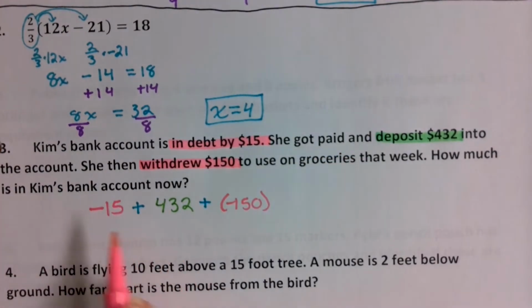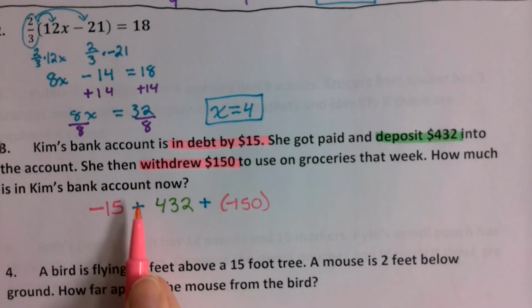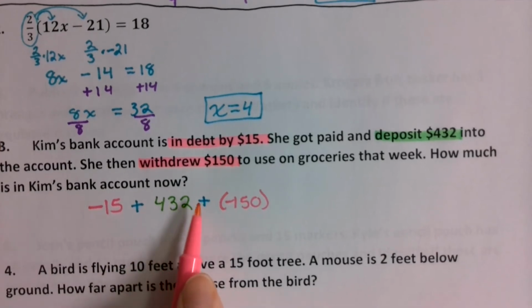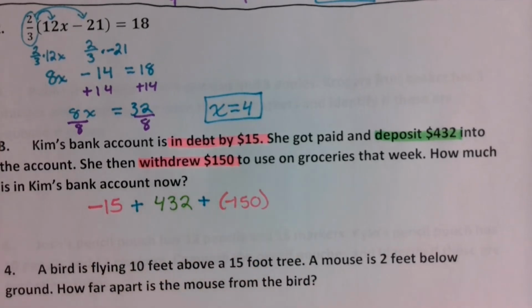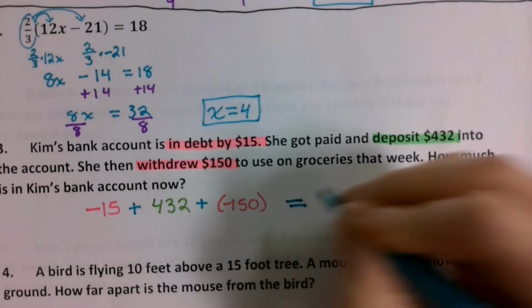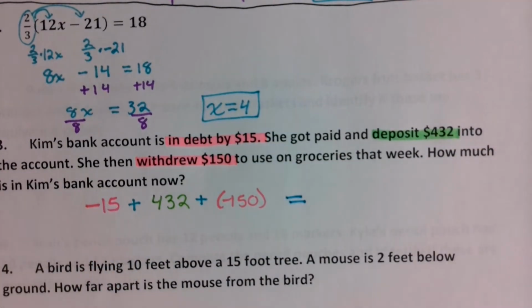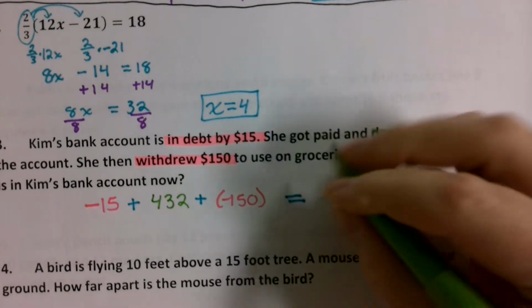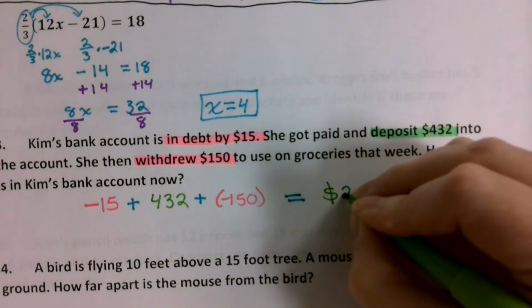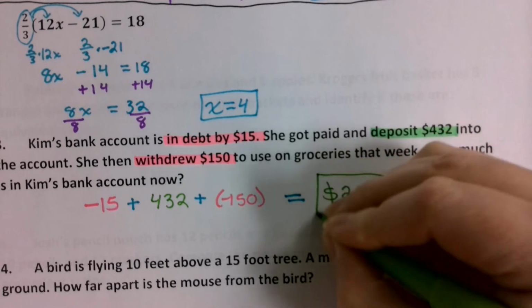Okay, so we have the problem negative 15 plus 432 plus negative 150. How much is going to be in her account at the end? So if we do negative 15 plus 432 plus a negative 150, how much is in there? 267. And is that positive or negative? Positive. So she has a positive amount of $267 left in her account.